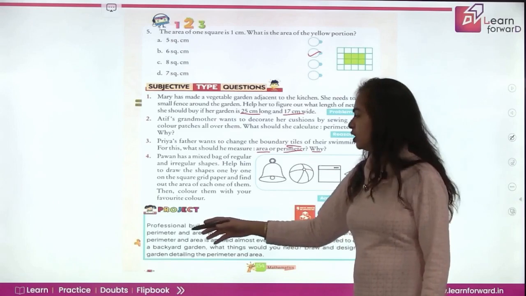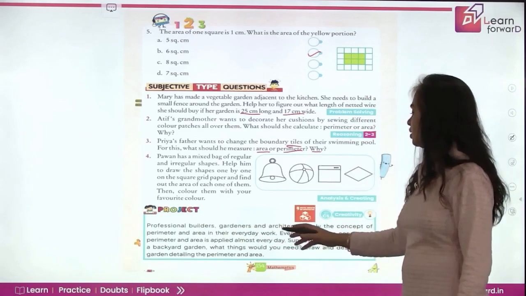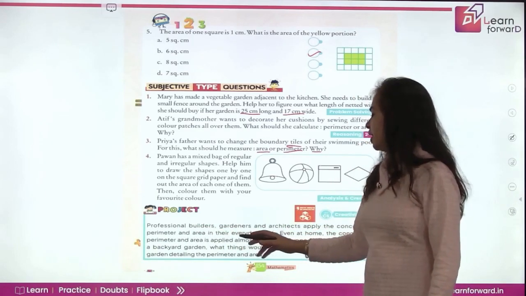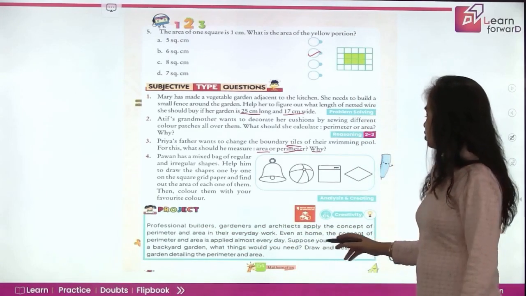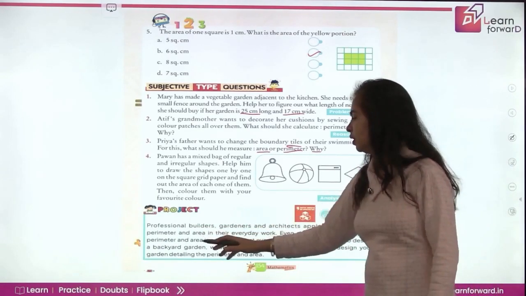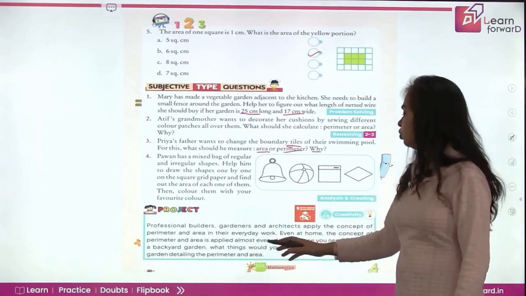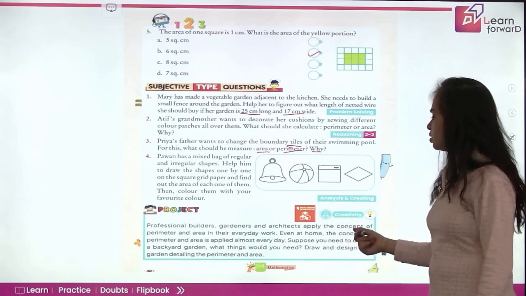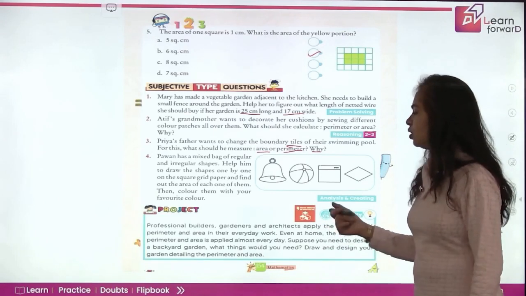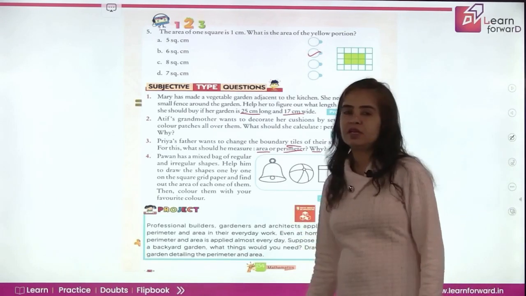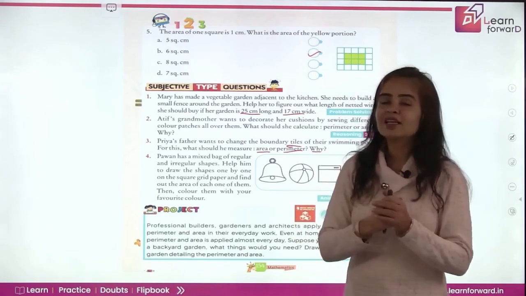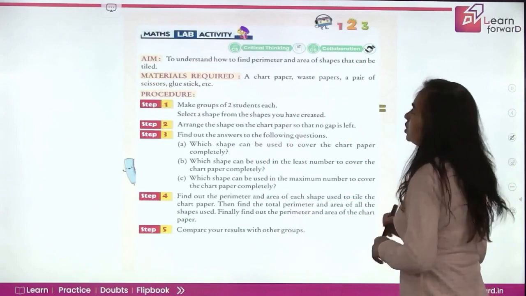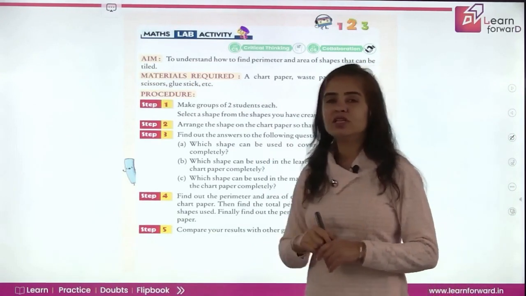And another project for you. Professional builders, gardeners and architects apply the concept of perimeter and area in their everyday work. Even at home, the concept of perimeter and area is applied almost every day. Suppose you need to design a backyard garden. What things would you need? Draw and design your own garden, detailing the perimeter and area. So it's a task for you to show your creativity, children. So you'll be doing this project yourself and then submitting it to your teachers.